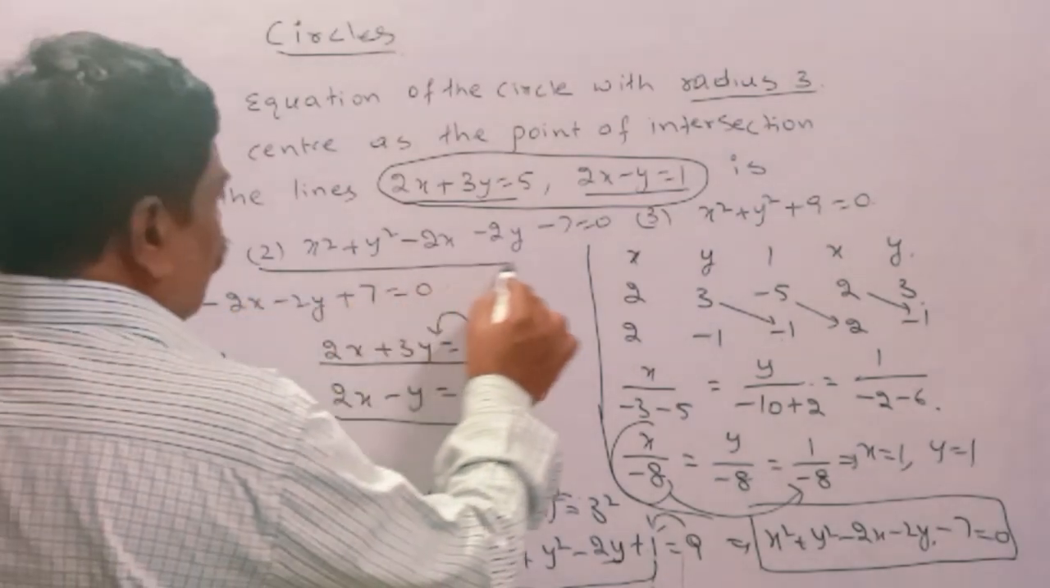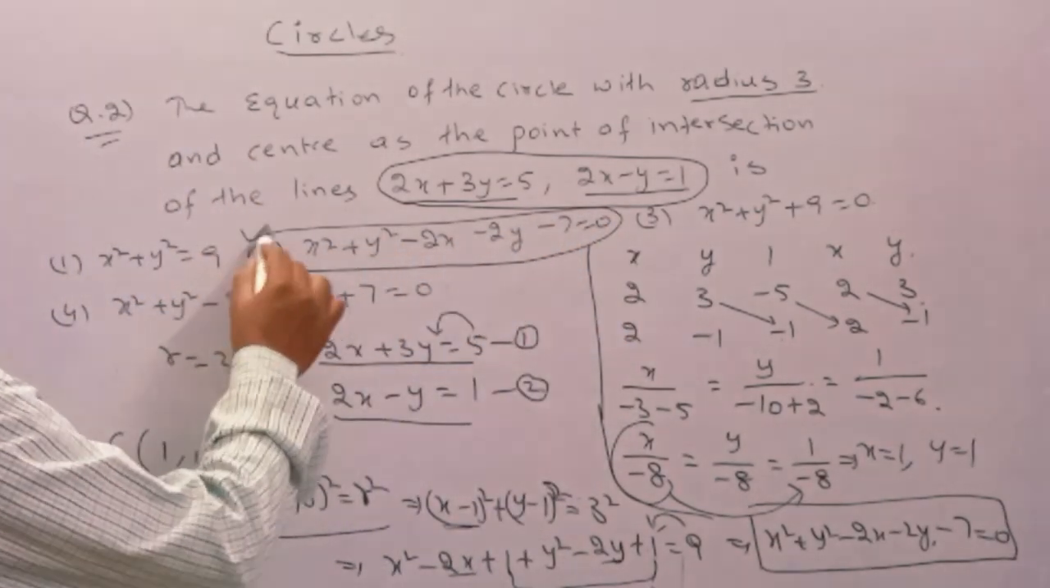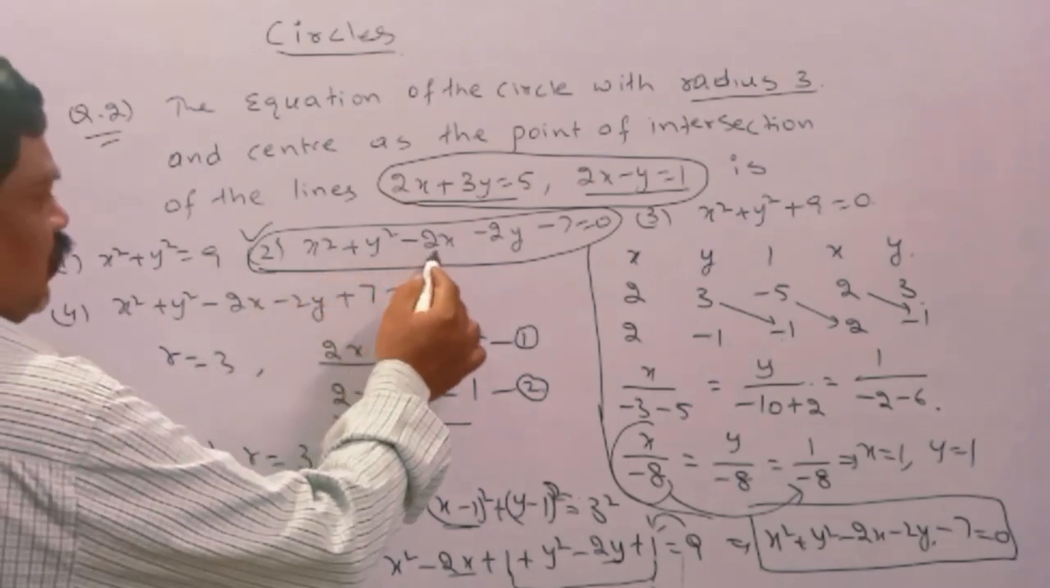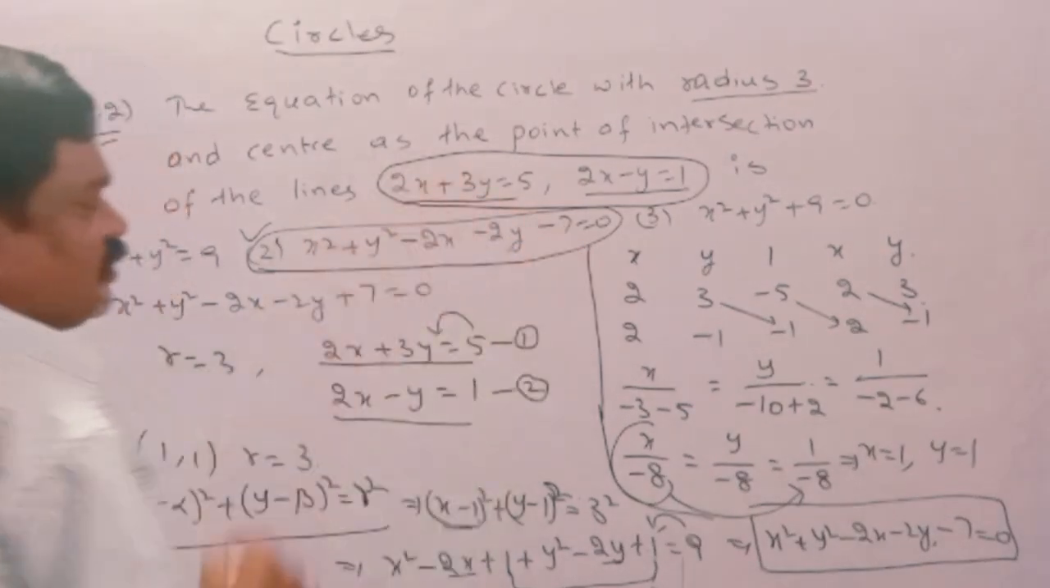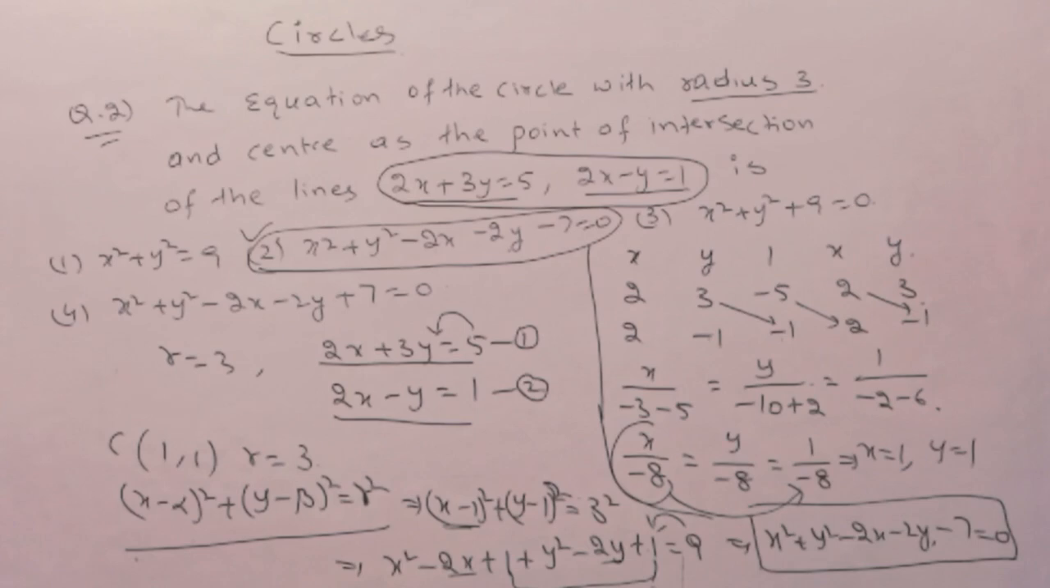So option number 2 is the correct answer: x square plus y square minus 2x minus 2y minus 7 equal to 0. Okay, all of you, that's all.